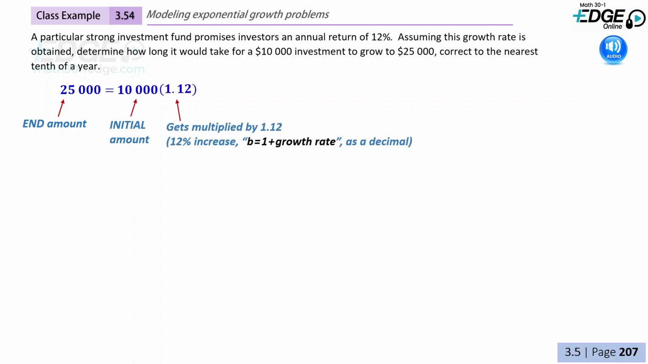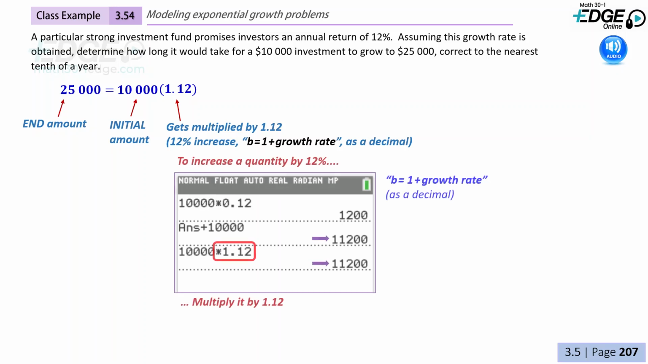Now, careful in this one because our multiplier will be 1.12. And you can think about that as being 1 plus the growth rate. In this case, the growth rate was 12%, but written as a decimal, 0.12. So in the end, it's 1.12.